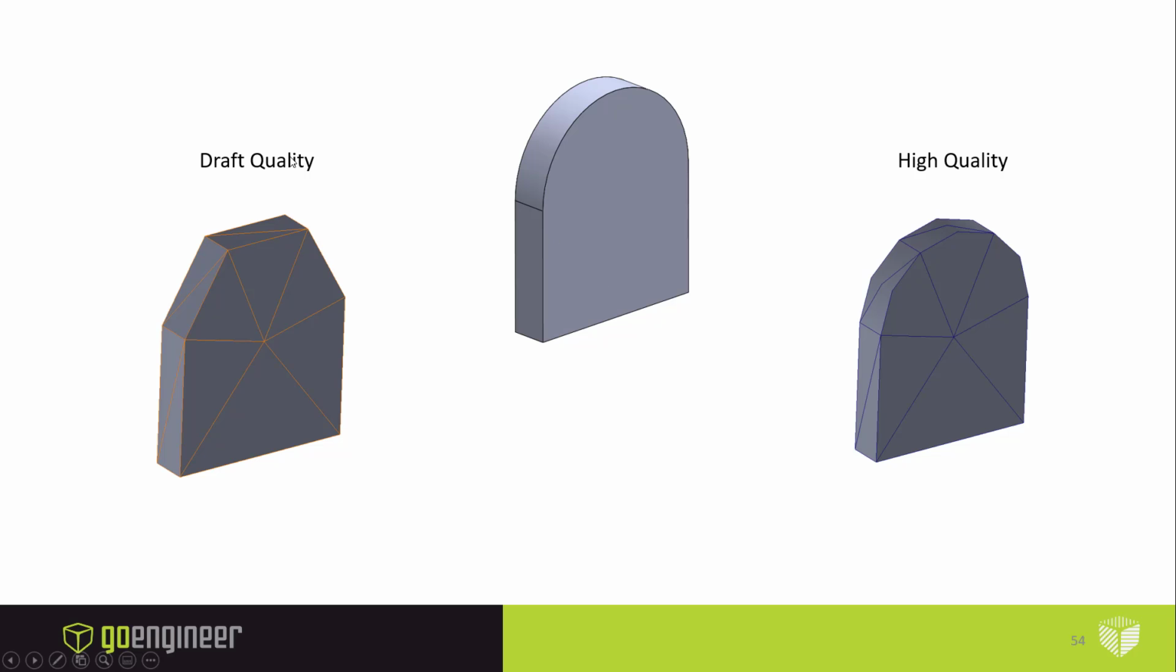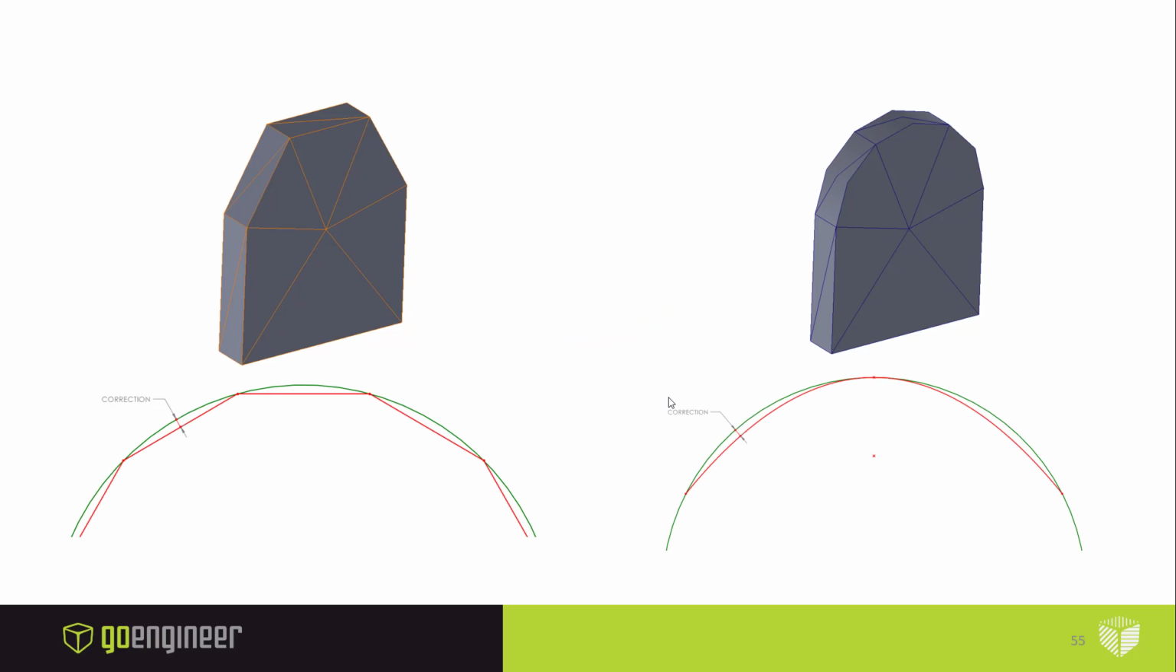If I mesh this body with a draft quality mesh or a high quality mesh, it can mean very different results for contact problems. With contact correction factors, Simulation 2021 will look at the actual surface that these elements are mapped onto, in this case a cylinder, and it'll apply a correction factor to the contact to account for differences between the mesh and the geometry.